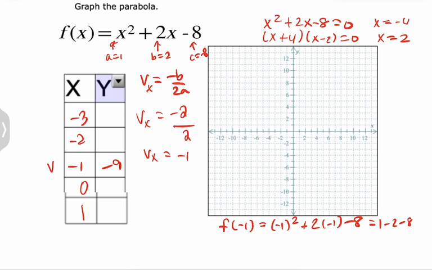Now we're going to do that with every value, but what's really cool is if we chose right, -2 and 0 should get us the same thing. +1 and -3 should get us the same thing.